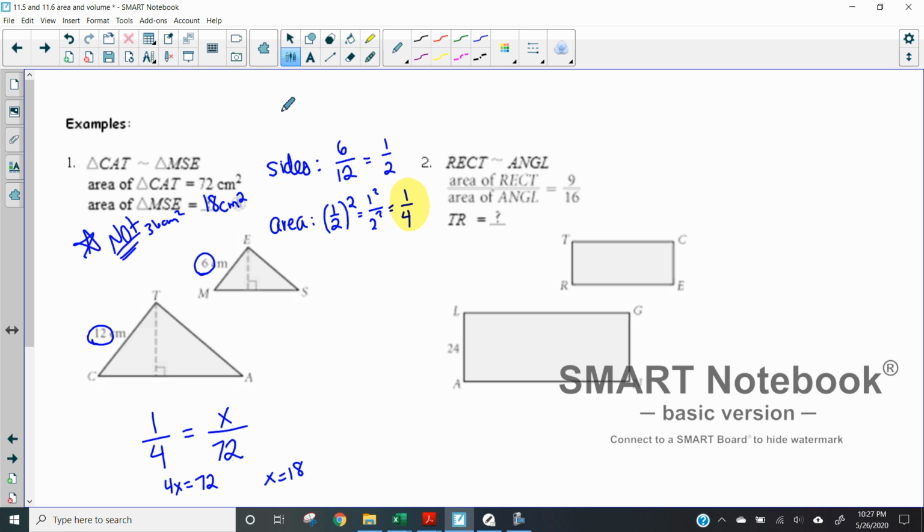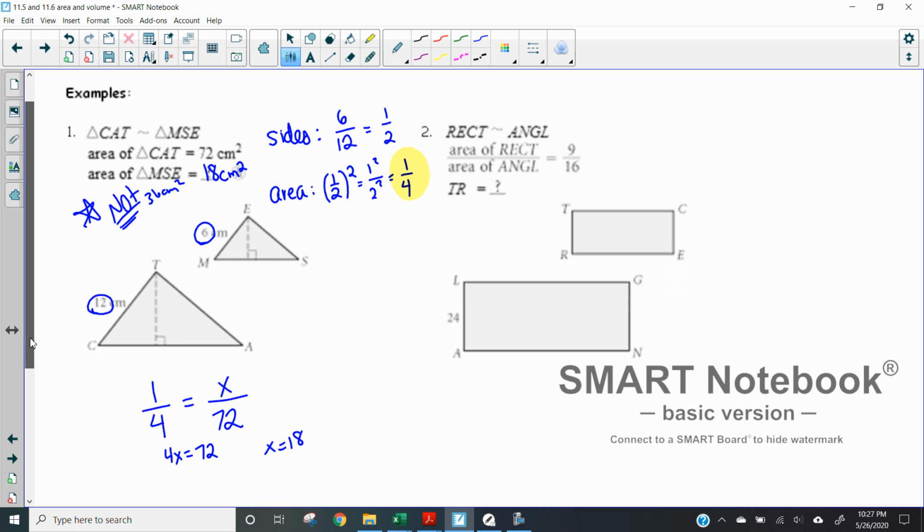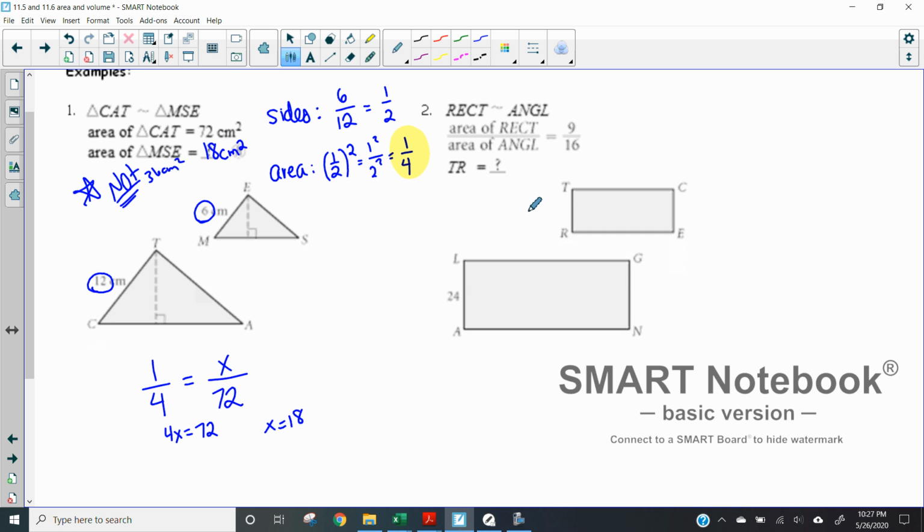Okay, next one here, number 2. They tell us that the rectangles are similar, and the area of RECT over the area of ANGL, so the ratio of the areas, is 9 to 16. Now, this is just the ratio. This doesn't necessarily mean those are the actual areas. They're just that ratio they set up, they reduced all the way. In fact, look at ANGL. If one of the sides is already 24, there's no way its area is just 16. So this is reduced already for us, okay?